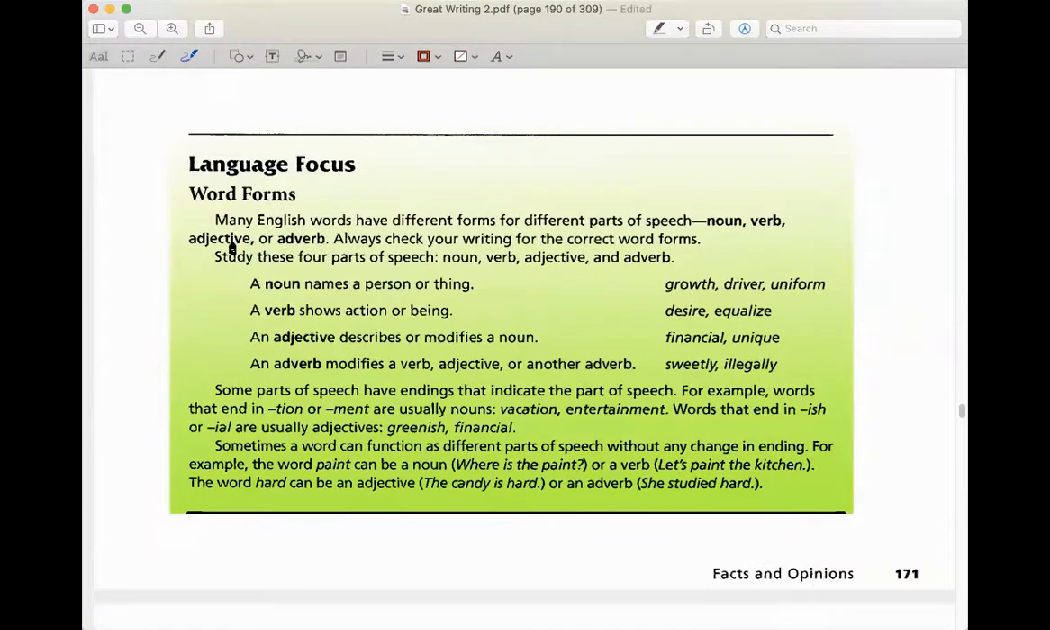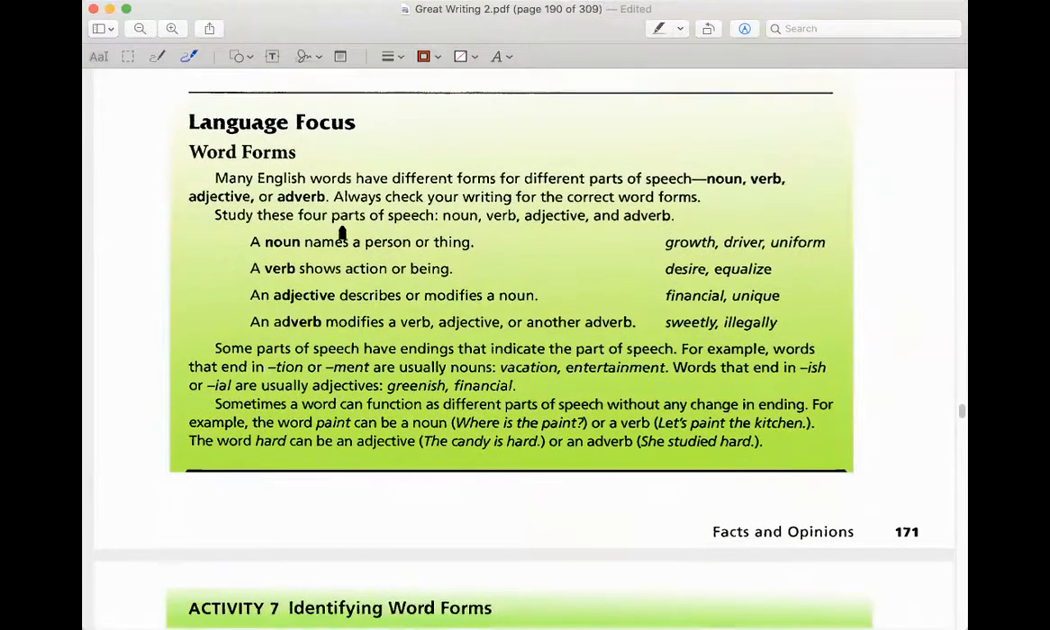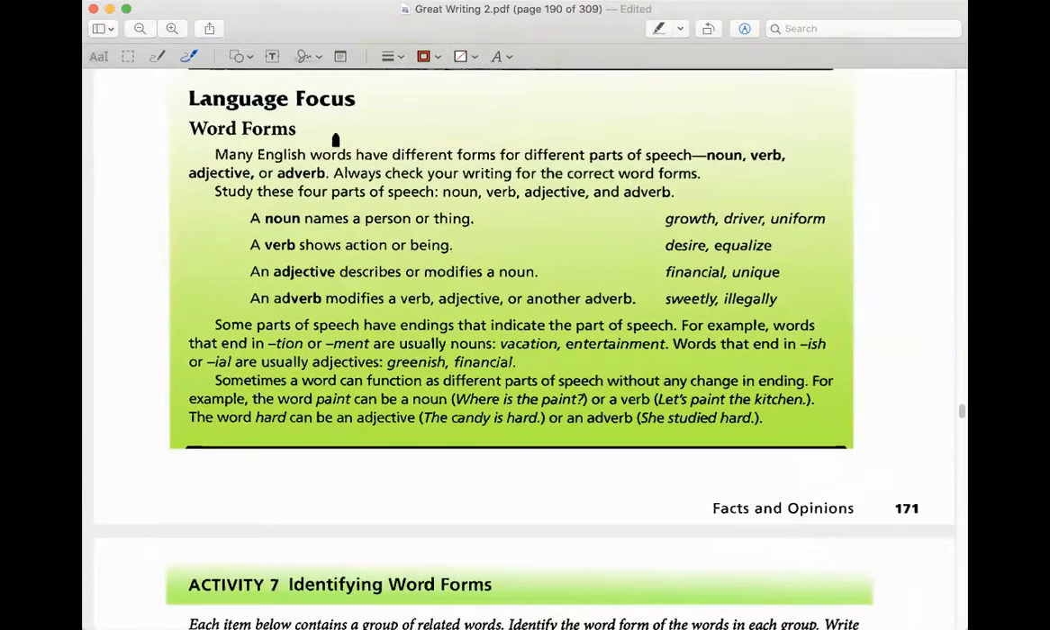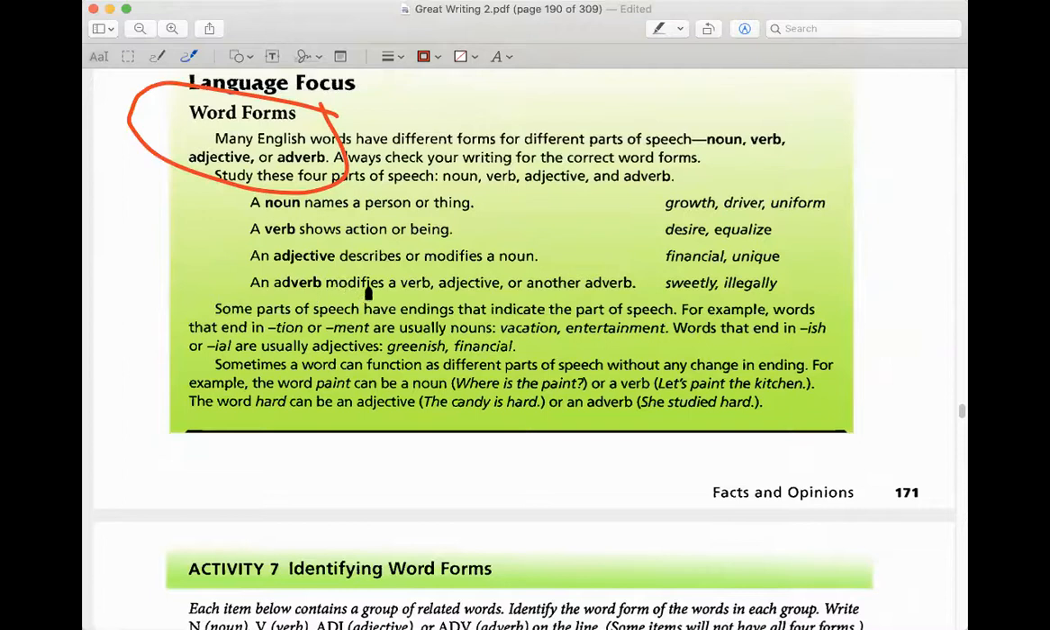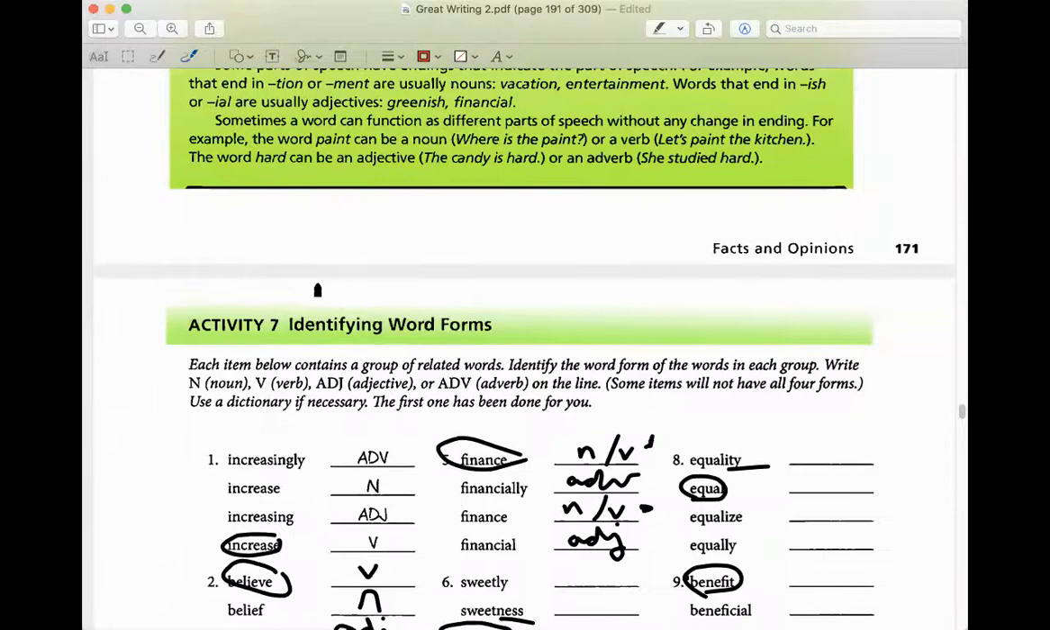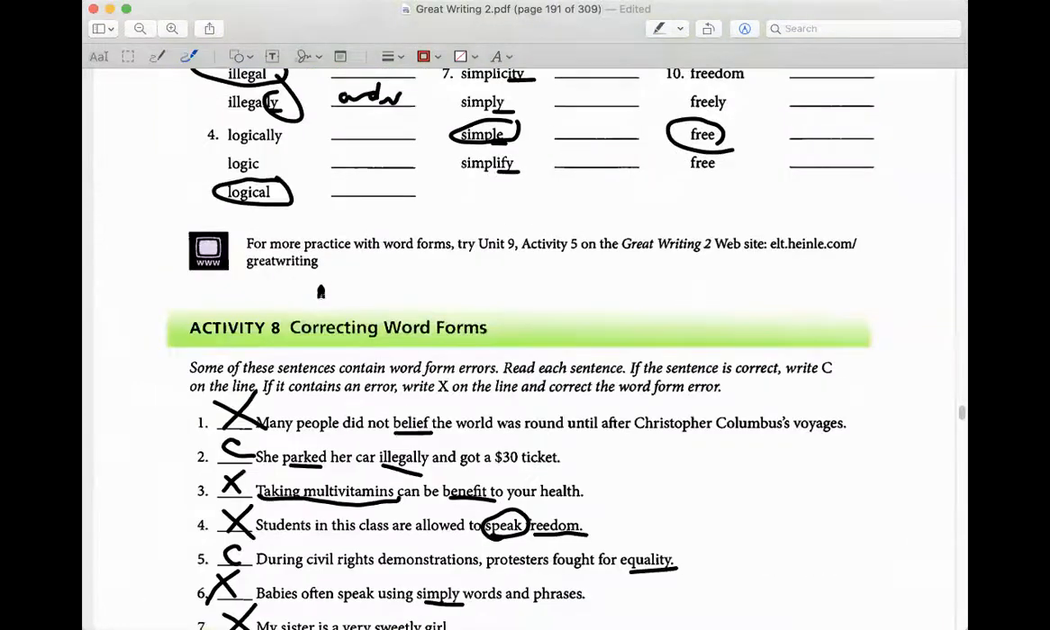Let's move along. Word forms. You should be able to look at a word and know if it's a noun, verb, adjective, adverb, especially by looking at the endings. That'll be important.